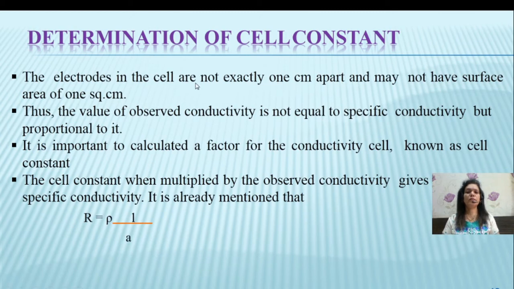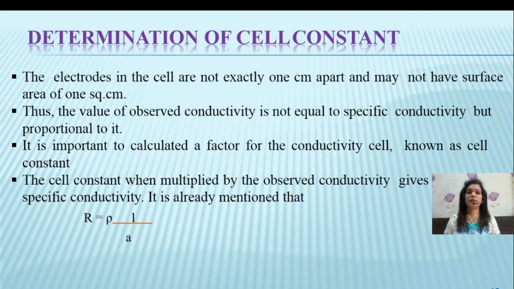Once we prepare the solution, before measurement of actual conductance, we need to determine the cell constant of a conductivity cell. That is actually a calibration step of the conductometer. Once we perform this step and we know the cell constant, expected to be 1, then we can move forward for measurement of conductance. The electrodes in a cell are not exactly 1 centimeter apart, as expected, or may not have a surface area of 1 square centimeter. So we need to find out the cell constant.